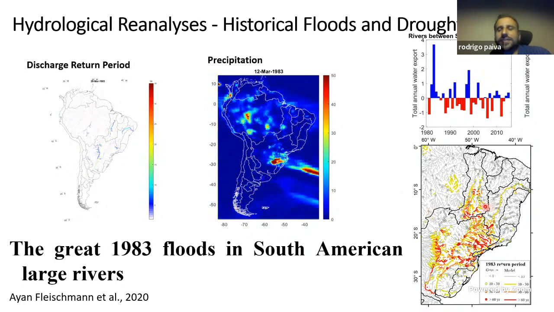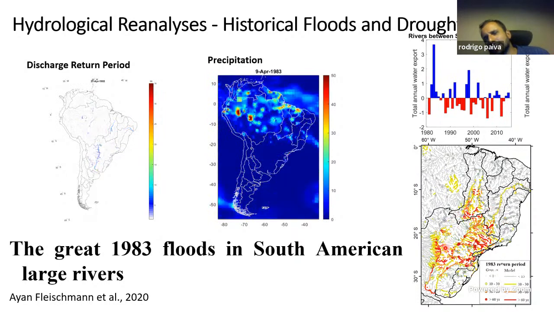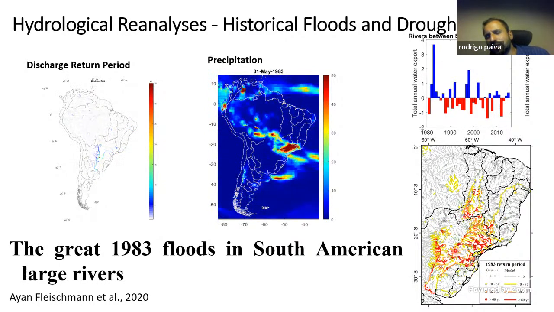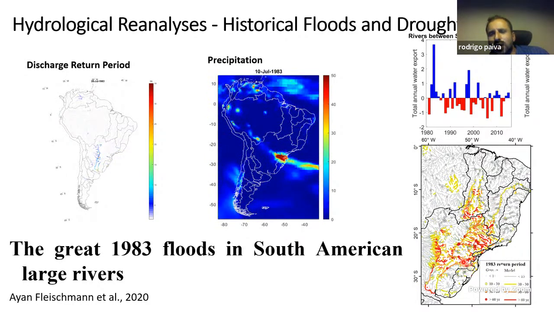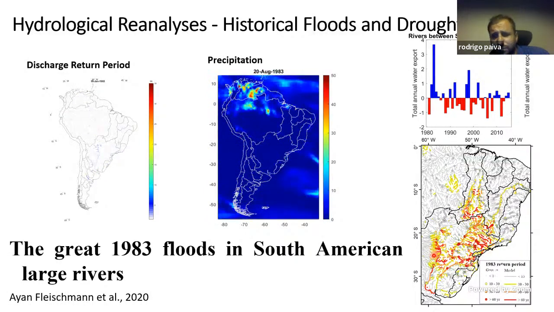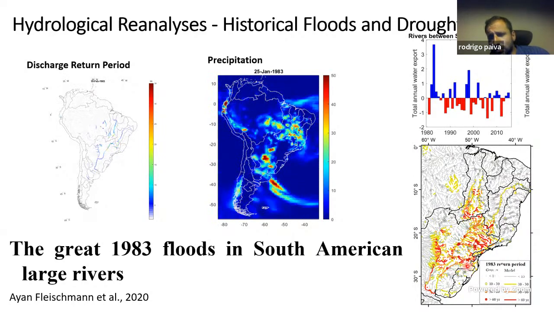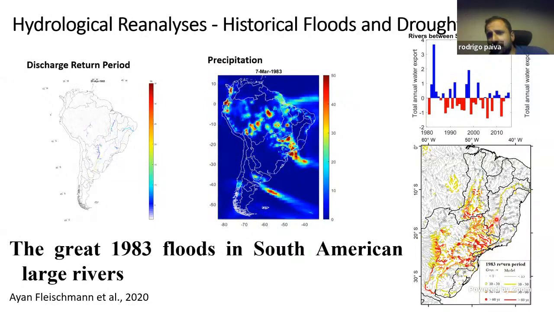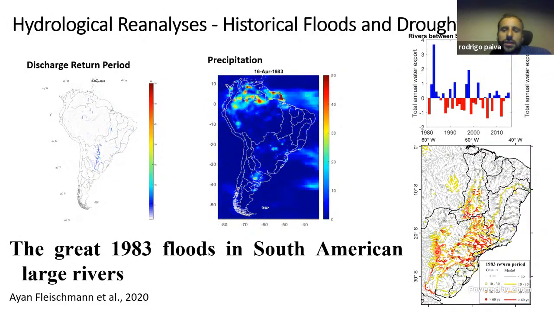And this is a synthesis. Here we can see the maximum discharge in terms of return periods in different parts of South America. And we could see that these flows were not independent. It was really a large scale phenomenon that impacted the Uruguay River, Paraná River, parts of San Francisco, Tocantins, Paraguay, and etc.